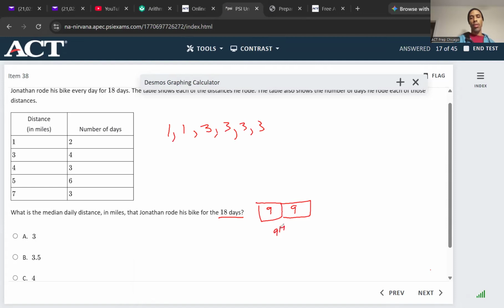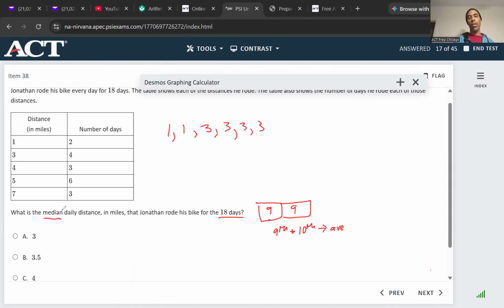The ninth and 10th value, and I get the what? I get the average, since I don't have a middle number. If it were 19 numbers, I know the 10th value would be in the middle because I have 9 on the left, 9 on the right. So just pick the middle value. That's the median, picking out the middle value.